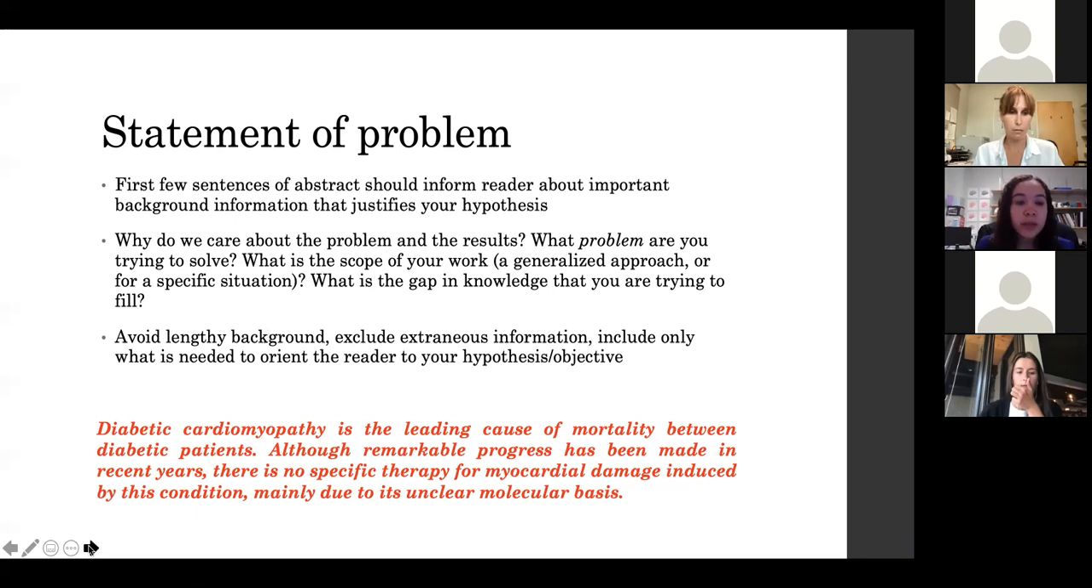And here we have important background information that stands for the high mortality levels of this condition. So for the statement of problem, we should avoid lengthy background. We should exclude extraneous or repeated information and include only what is needed to orient the reader to your hypothesis or objective. So your abstract will begin with this brief but precise statement of the problem or issue.